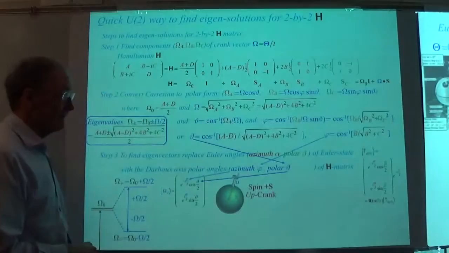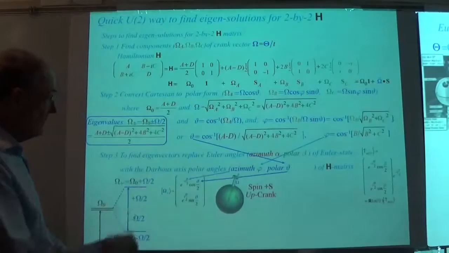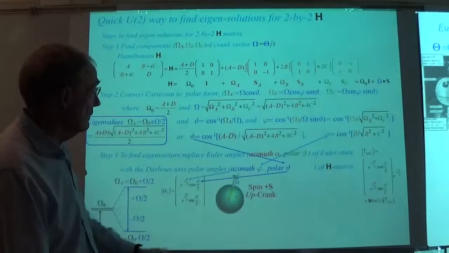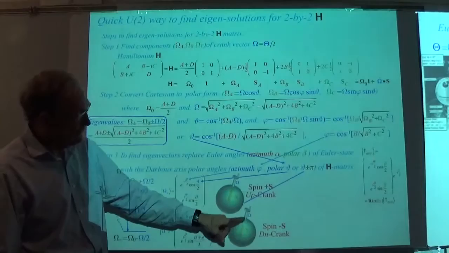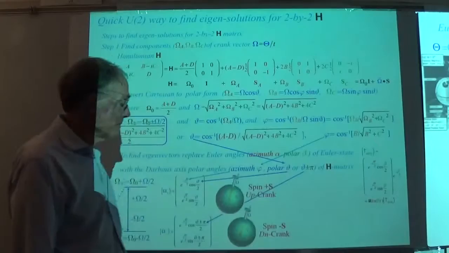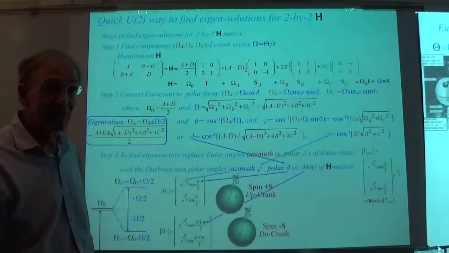The gamma is still up for grabs, but that's all I need to know for an eigenvector, because the gamma sits outside of this thing, you put any phase you want, and it's not going to change its ability to be an eigenvector. But that's only one eigenvector. Where's the other one? Well, there are two ways to line the spin up or down to the crank. So one of those is going to be theta plus or minus pi, and either one will work. So that's what I say when I say gone in 60 seconds.